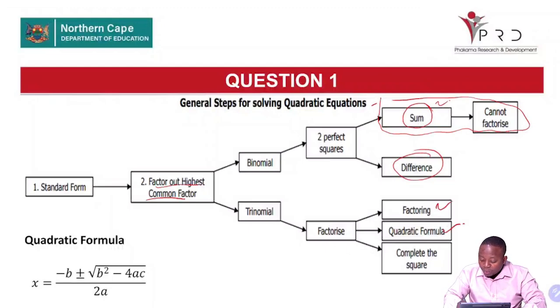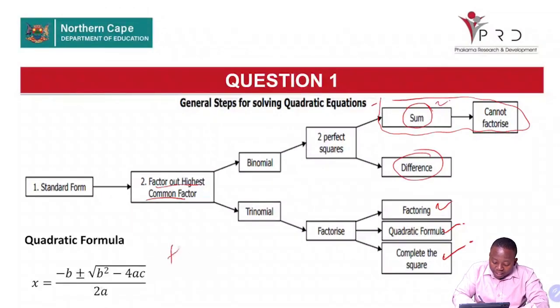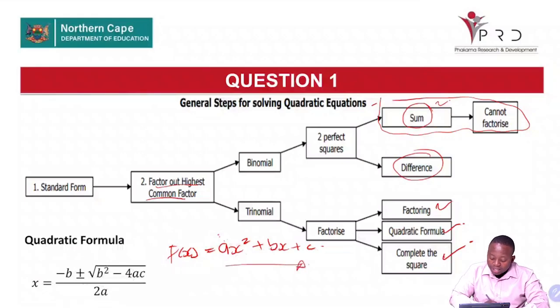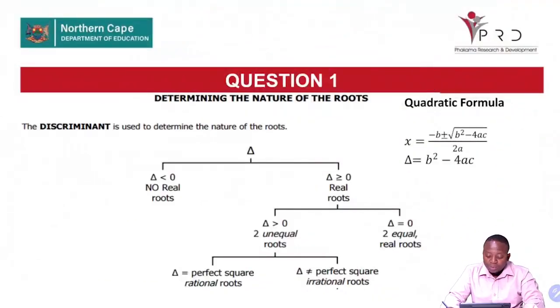We can also use the quadratic formula, or we can complete the square. The quadratic formula is written there on the side, and we know that f(x) is given to us as ax squared plus bx plus c. Now, we go to this quadratic formula and substitute: we put a in the space of a, b in the space of b, and c in the space of c. That is how the quadratic formula is given. So this is the form that you must arrange the quadratic formula to be in.